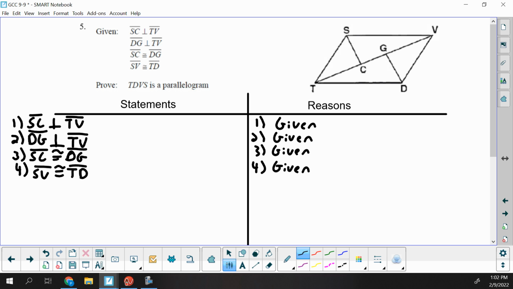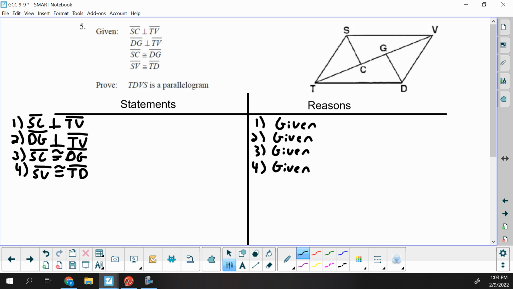So we want to prove it's a parallelogram. Our plan is to either get one pair of sides congruent and parallel, or do both pairs of opposite sides congruent, or do both pairs of opposite sides parallel.